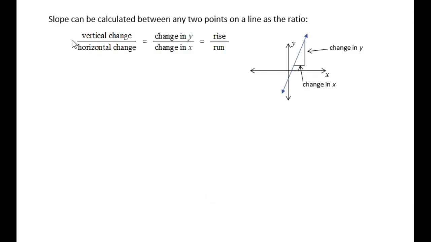The slope of a line is the ratio of the vertical change to the horizontal change between any 2 points on that line. The vertical change is the change in the y-coordinates, or the y-values, between those two ordered pairs, and the horizontal change is the change in x, or the change in the x-coordinates between those two ordered pairs. This ratio is also known as rise over run, vertical change over horizontal change.